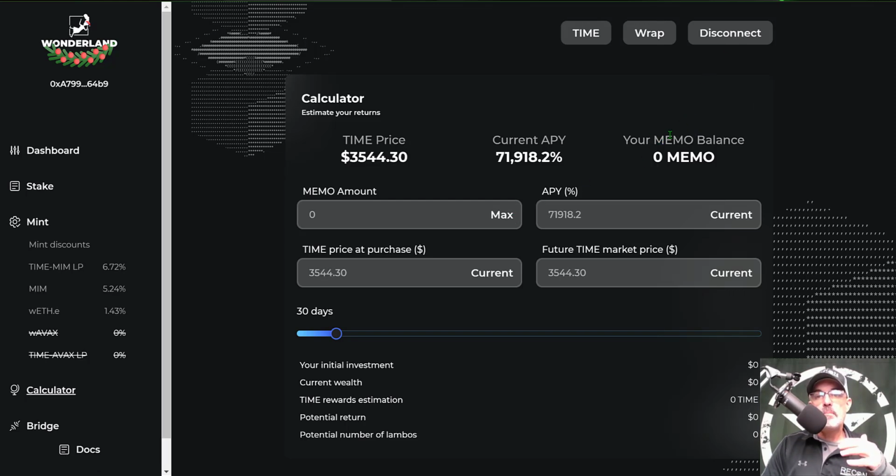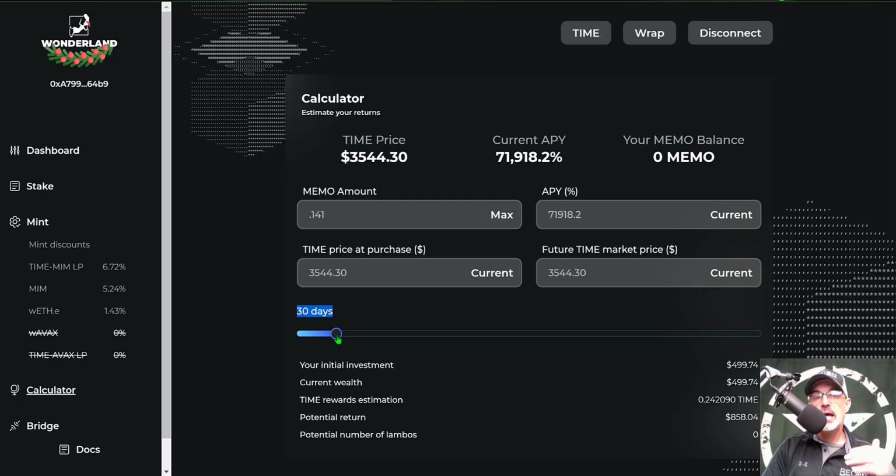And so in this case, the amount of memo or time that I will be staking, I'll be looking to stake 0.141, and that would be at a current APY. It already jumped back up to almost 72,000%. And then the current price of time is at around $35.44. And then you have the future time market price. That means the price in, say, 30 to 60 days. We don't know that. So right now I'm not going to change it, but I will show you how to use that feature here in a moment.